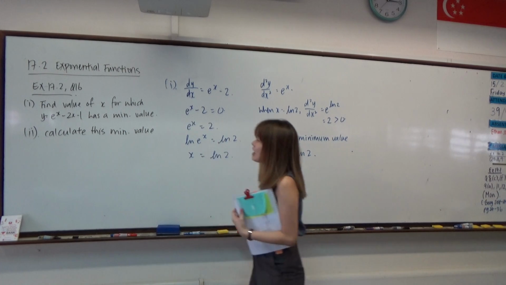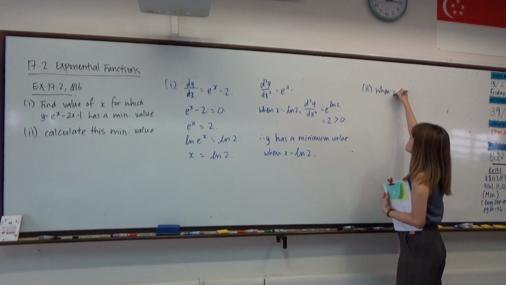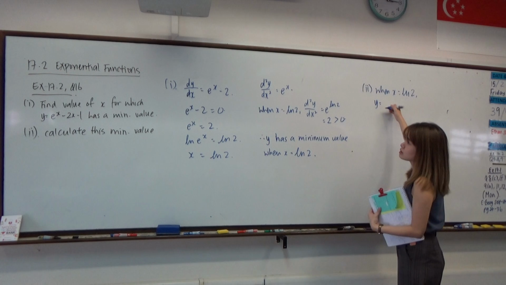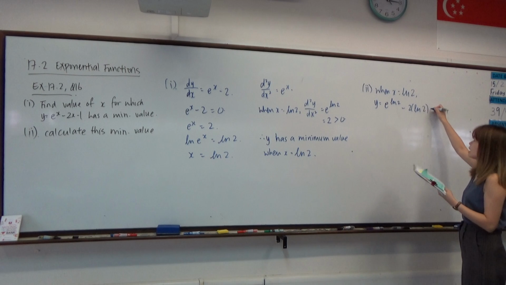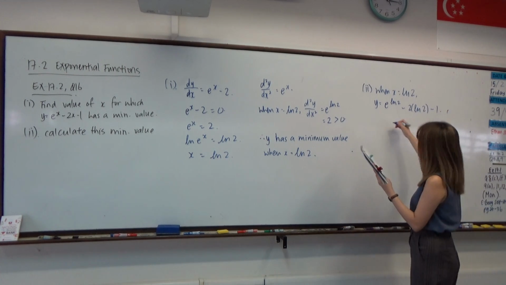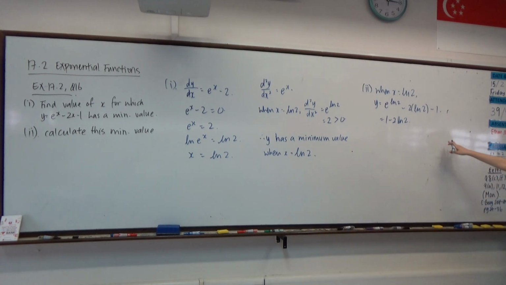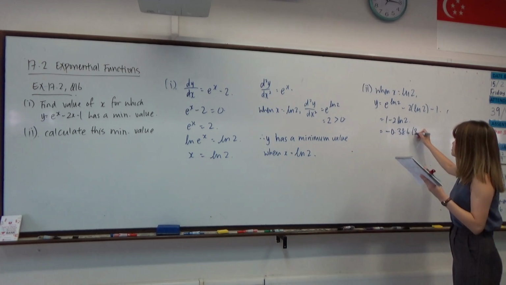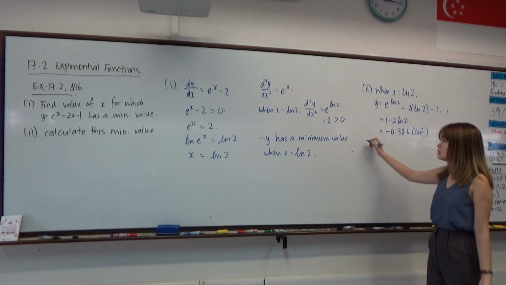Okay, so part 2, we want to calculate this minimum value. When x equals ln 2, your y will be equal to e to the power of ln 2 minus 2 ln 2 minus 1. So that will give you 1 minus 2 ln 2. You can leave your answer in exact form, otherwise 3 significant figures is also fine. Anything equivalent is fine.